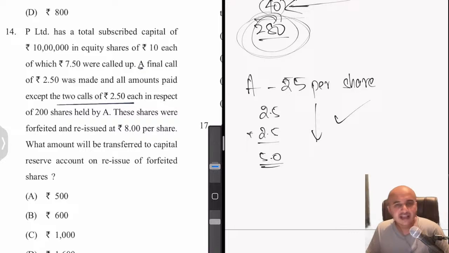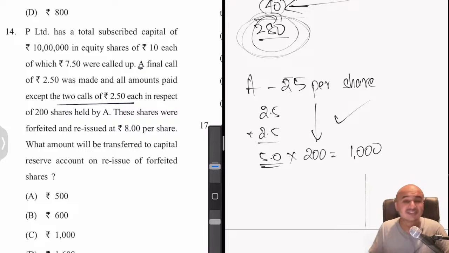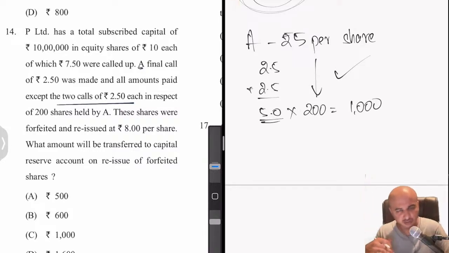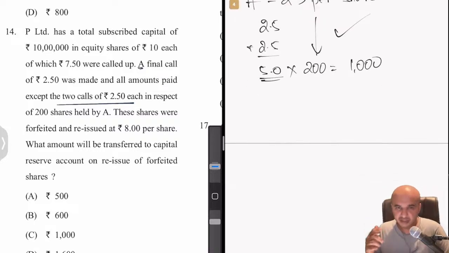Yeah. So he has paid 5 rupees. Now, since he did not pay the remaining 5, we had to forfeit his shares. So we retained that 5 rupees with us. How much money do we retain? 5 rupees into 200 shares. So 1000 rupees is with us, with respect to share forfeiture account. Share forfeiture account represents the money which we have received towards those shares which are now being forfeited. Okay, but one more thing here is they have been reissued, actually, which is a good thing.